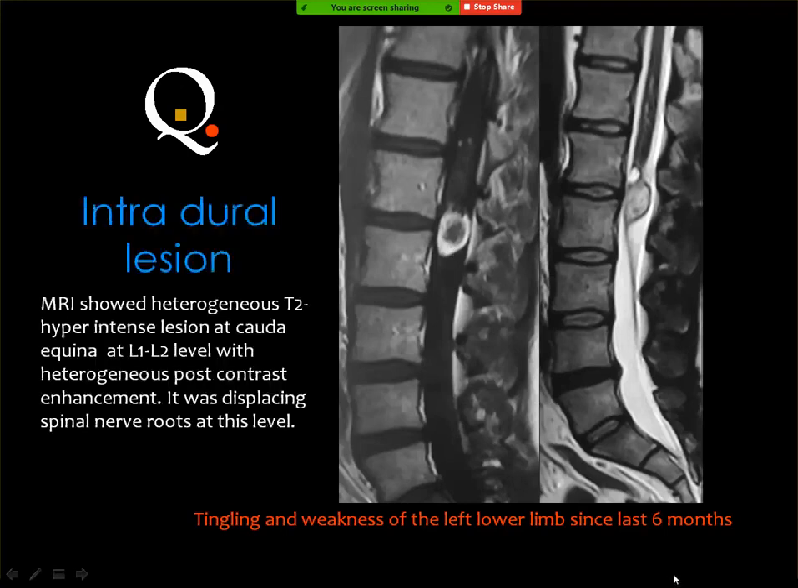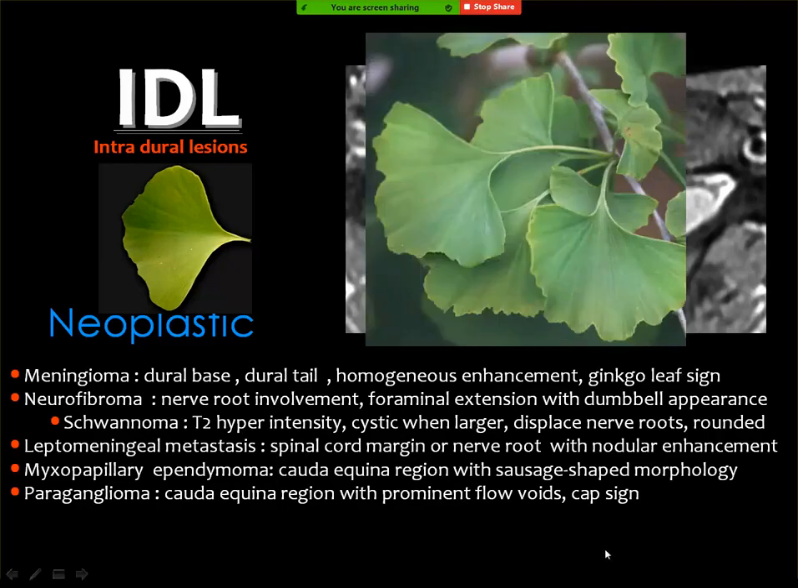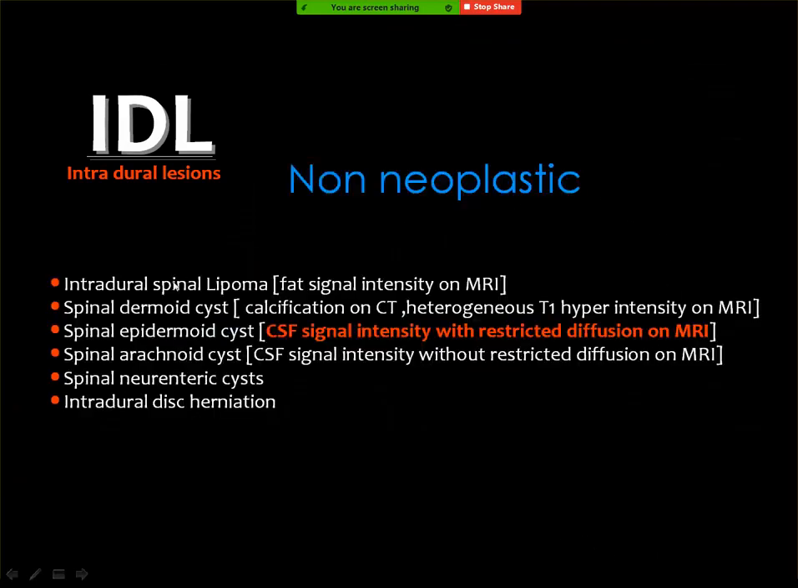Then you remember the differential diagnosis of intradural lesion. These are neoplastic, meningioma, neurofibroma, schwannoma, and metastasis if there is a known history of malignancy. Then the non-neoplastic lesions, intradural lipoma, this is not. Intradural dermoid, it does not contain fat. Epidermoid cyst, maybe. Spinal arachnoid cyst do not enhance. Spinal neuroenteric cyst will have vertebral anomalies, and intradural disc, and this is not an intradural disc.